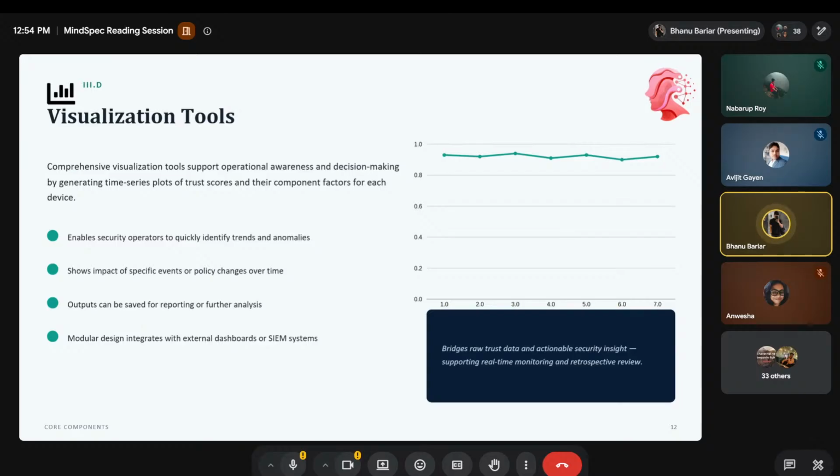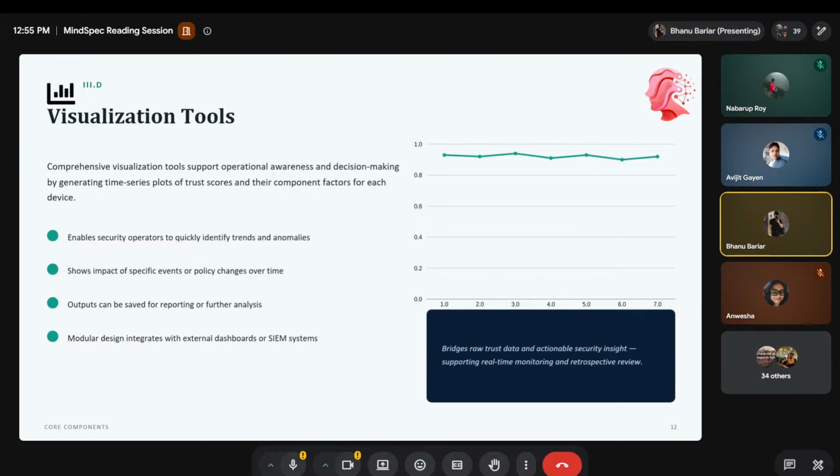Another advantage is reporting. These visualizations can be stored for compliance audits, incident response documentation, or forensic investigations. Finally, because the visualization module is independent of the trust computation engine, it can easily integrate with existing security information and event management systems, that is SIEM platforms, providing centralized monitoring for enterprise security teams. In other words, this component bridges the gap between complex mathematical trust calculation and practical operational decision making.